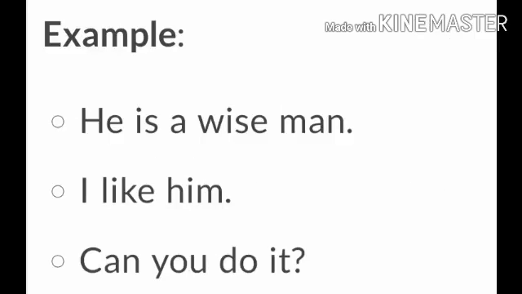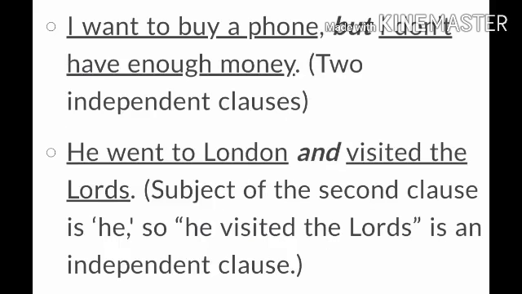Now you can see here: he is a wise man. I like him. Can you do it? So these three examples are examples of independent clauses. They don't need any other clauses to make a meaningful sentence. Now let us see some more examples. I want to buy a phone, but I don't have enough money.